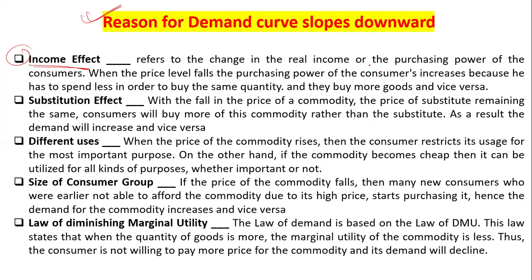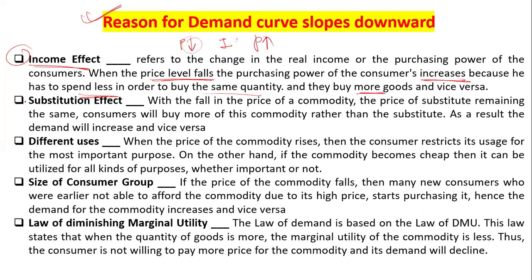How does it affect the income? The change in the real income of the purchaser: the purchasing power of the consumer is going to increase. When the price level falls, the purchasing power of the consumer increases. So what is happening over here? Price is going to fall, purchasing power increases. That means income is steady, but their purchasing power is going to increase. Okay, and because they spend less in order to buy the same quantity, they buy more.